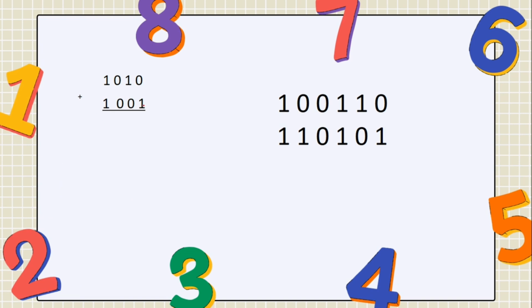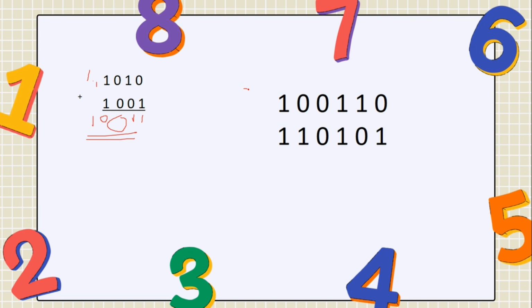So here in the number 1 example, let's solve this. 0 plus 1 equals 1. 1 plus 0 is 1, 0 plus 0 is 0, and 1 plus 1 is 0, bring down 0, carry 1, and bring down the number 1. So this is the binary addition.